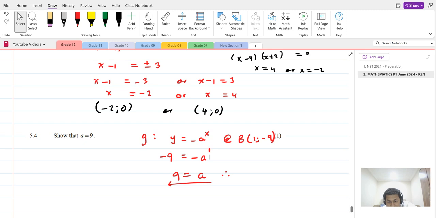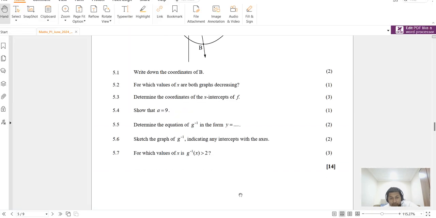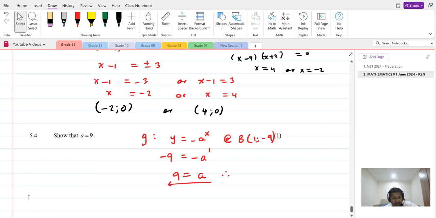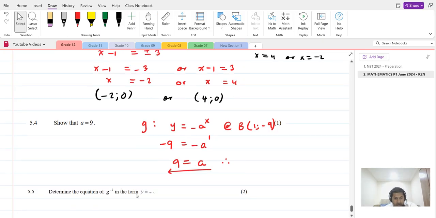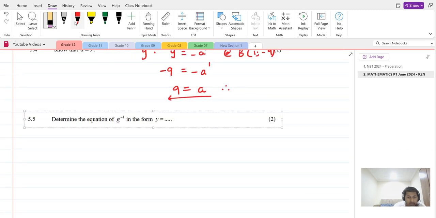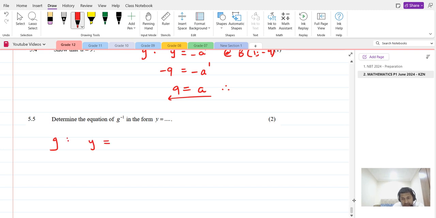Next one. Determine G inverse in the form y equals. Let's find G inverse. We know that G is the function y equals negative a to the power x. What's the value of a? So y equals negative 9 to the power x.